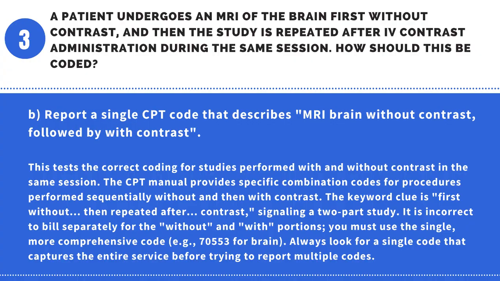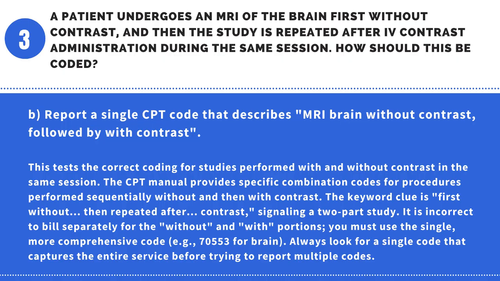Answer: B. Report a single CPT code that describes MRI brain without contrast, followed by with contrast. This tests the correct coding for studies performed with and without contrast in the same session. The CPT manual provides specific combination codes for procedures performed sequentially without and then with contrast. The keyword clue is first without, then repeated after, contrast, signaling a 2-part study.